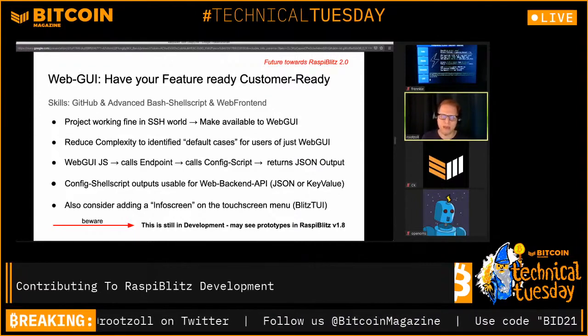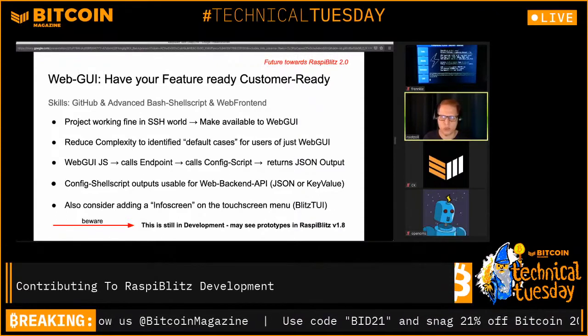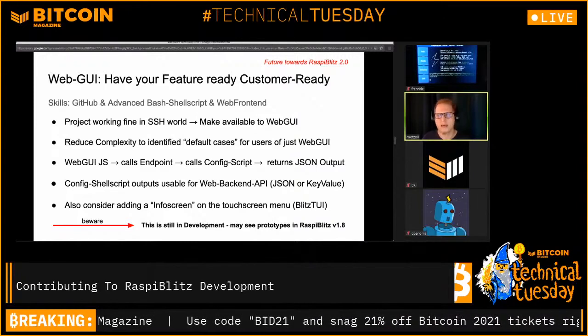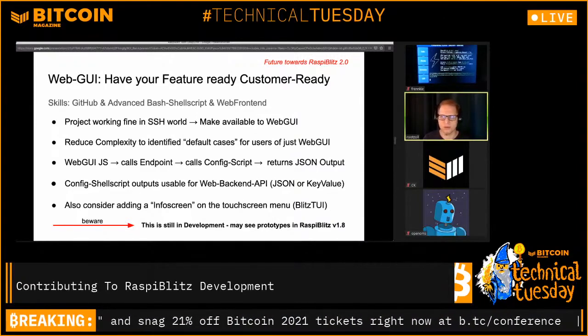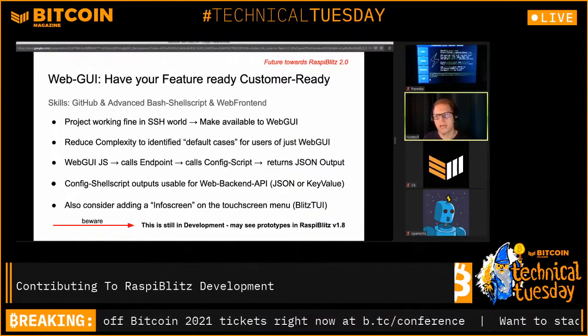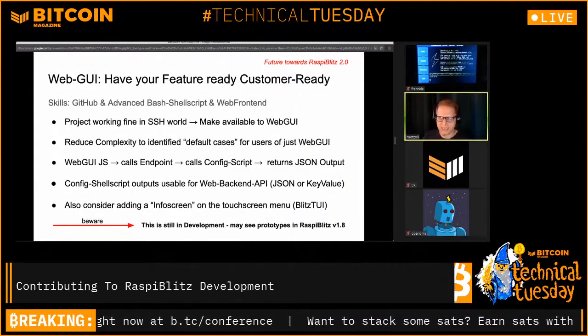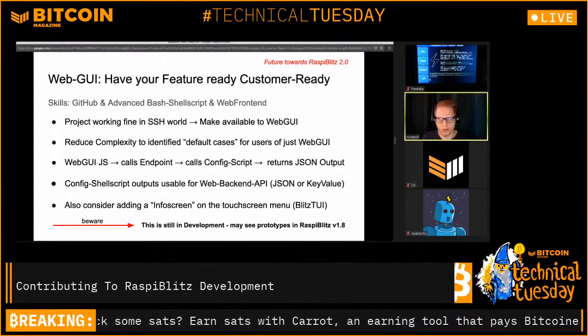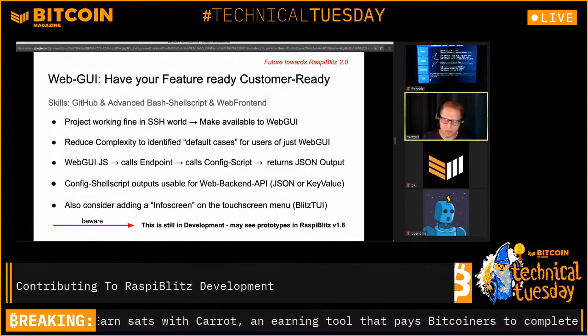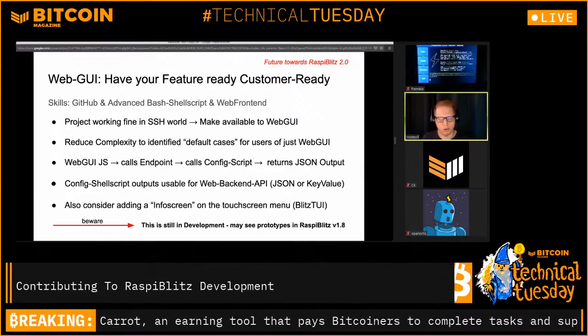Then you can still use all the features in the SSH world, but for the web GUI world, maybe dumb it down a bit to the basic features, what you really see the normal user, the customer, would use in the end, and cut down the feature set you can set on the web GUI to that level, to make the integration not too complicated. So this is a little bit where we might go in the 2.0 direction with RaspiBlitz.